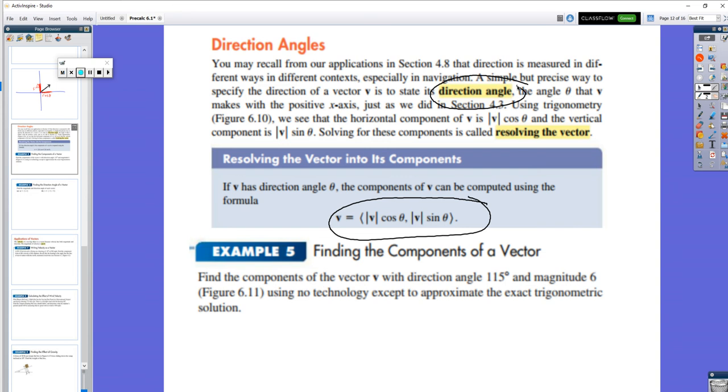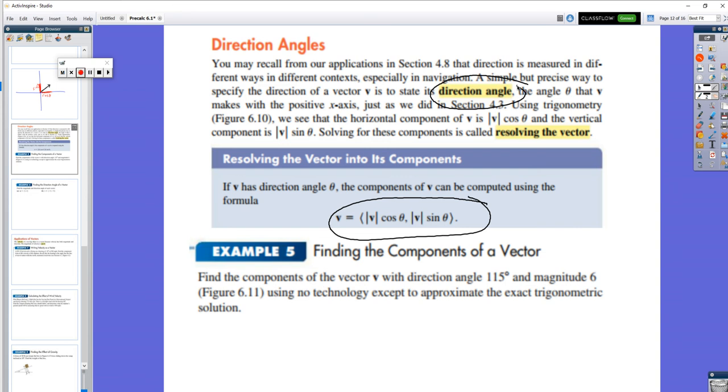The direction angle is the direction in which the vector is pointing from the positive x-axis, right? If the positive x-axis is the initial side of the angle created, the vector is the terminal side of the angle that is created. And ultimately, we can make that connection between the vector and its horizontal and vertical components, and the trigonometric horizontal and vertical components, cosine and sine, respectively. And that's what we're going to do in this very first example, example 5.